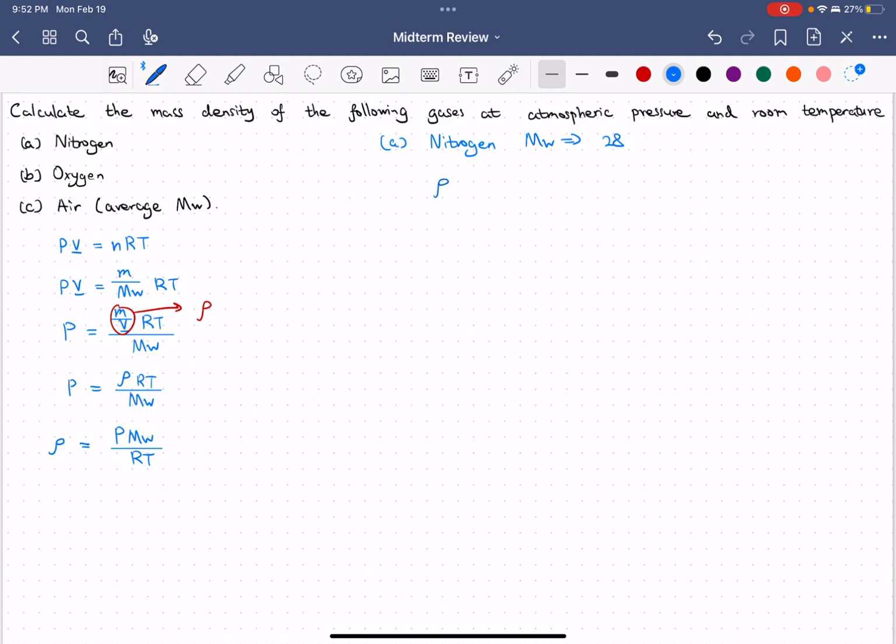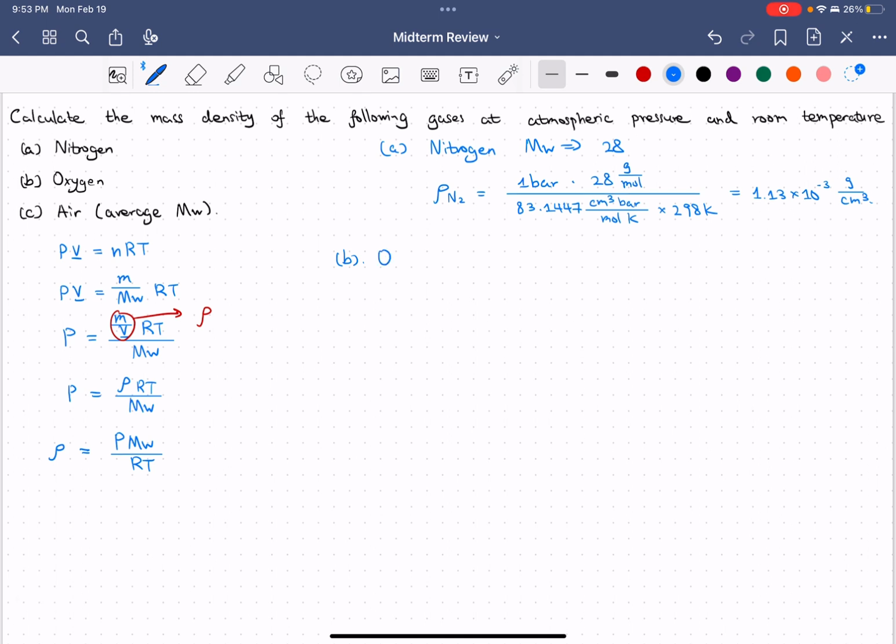So the mass density of nitrogen equals 1 bar times 28 grams per mole, divided by 83.1447 centimeters cubed times bar over mole Kelvin, multiplied by the temperature in Kelvin, which is 298, and we get 1.13 times 10 to the negative 3 grams per cubic centimeter.